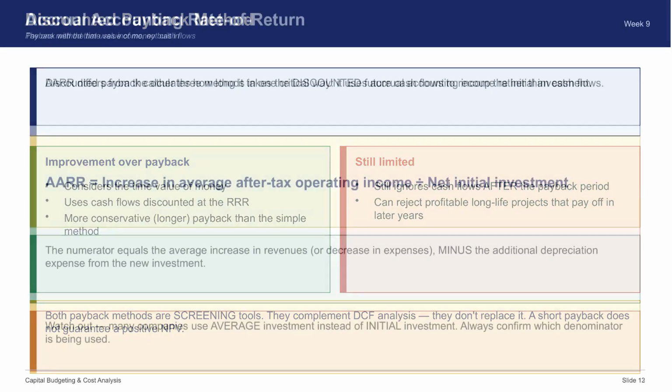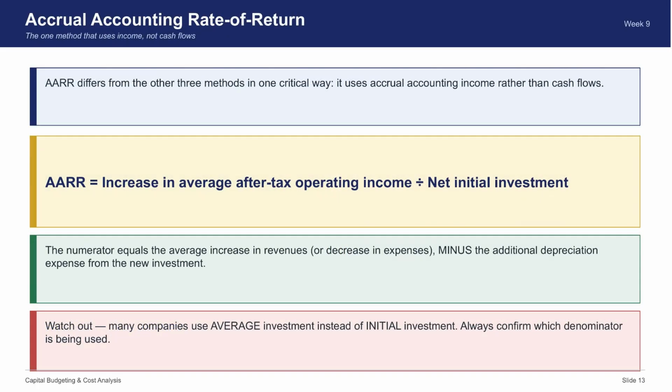The accrual accounting rate of return, or ARR, uses accounting income rather than cash flows. Compute it as the increase in average after-tax operating income, revenue gains minus depreciation, divided by net initial investment. Many companies use average investment instead of initial cost, so verify which denominator applies.